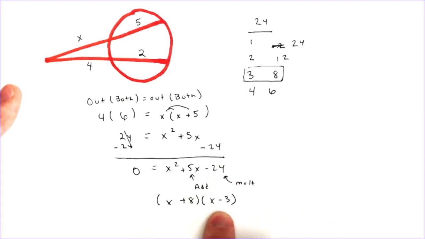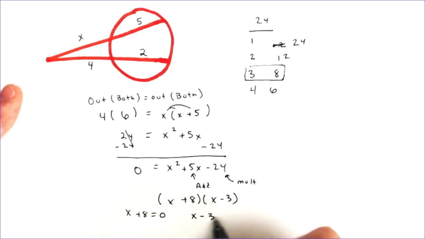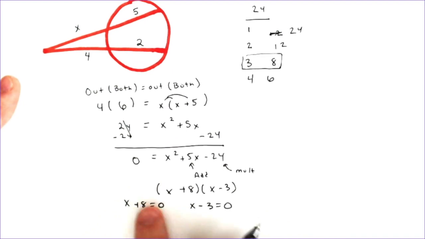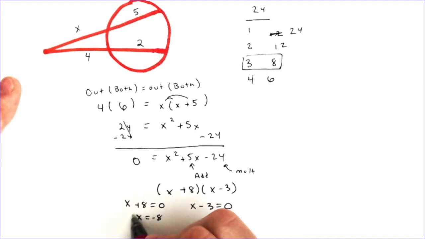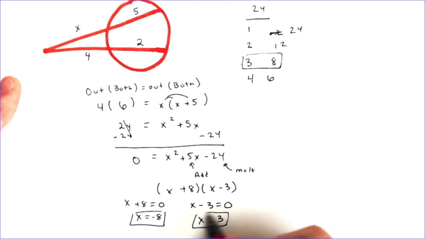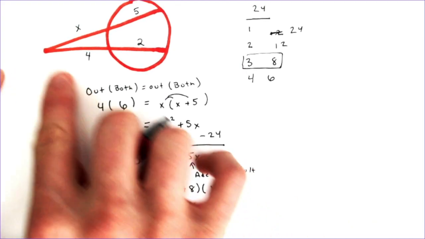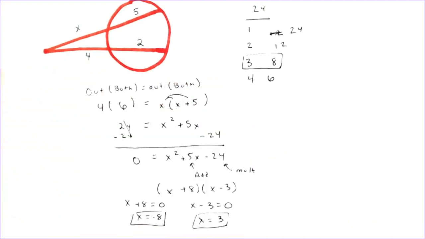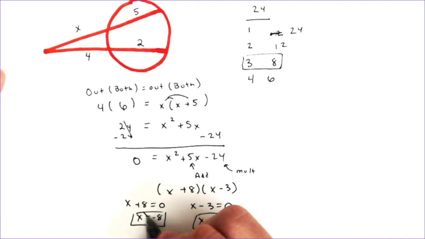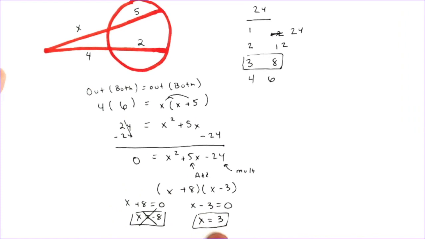Now these may be the factors, but the solutions will occur when we set these factors individually equal to 0. x plus 8 equals 0 means x will equal negative 8. x minus 3 equals 0, you would add 3, and x would equal positive 3. Normally out of these answers, one of them will not work, and that normally is the negative answer. In this case it is the negative answer. You cannot have this segment from here to here equal to negative 8. So that would be what we call an extraneous solution. You just cancel it out. So the only real answer is 3.